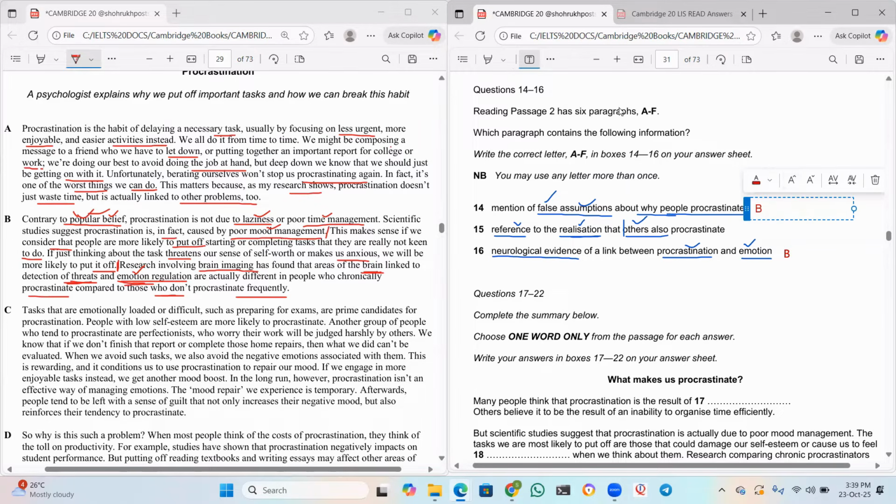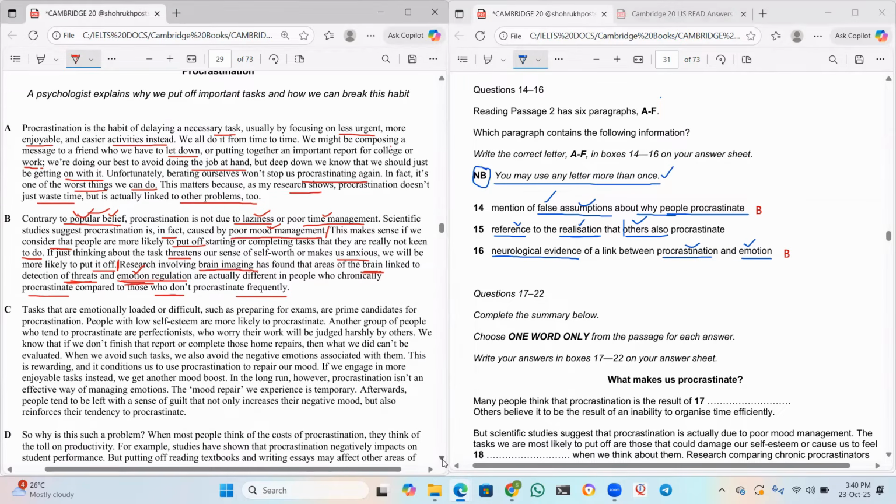I'll just increase the font just for you guys. You see that? B has repeated itself, sir. Now, the instruction says you may use any letter more than once. This one is justified, okay? This is a hint for you guys. If you see this note, then definitely 100% something is going to repeat. So just keep that in mind.